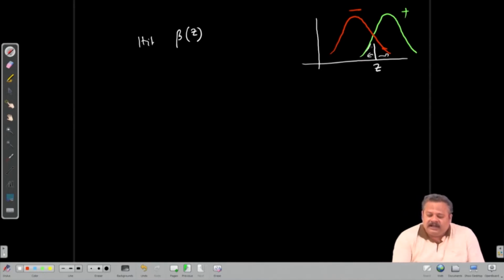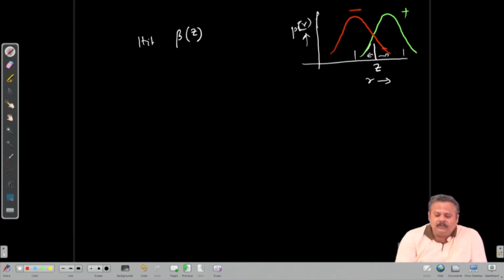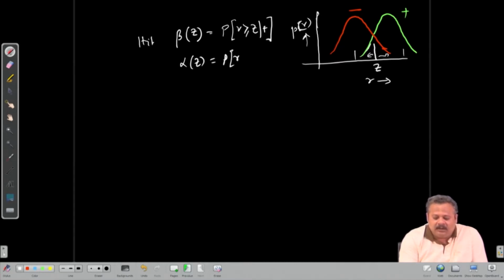And the z can be varied over the whole range of rates. So, this axis is our rate and this axis is the density or PR. We said that our beta z is nothing but probability r greater than or equal to z given the plus stimulus, and alpha z is probability r greater than or equal to z given the minus stimulus.